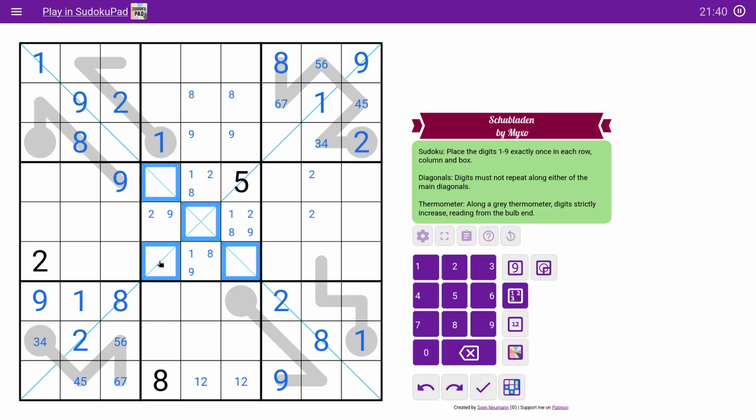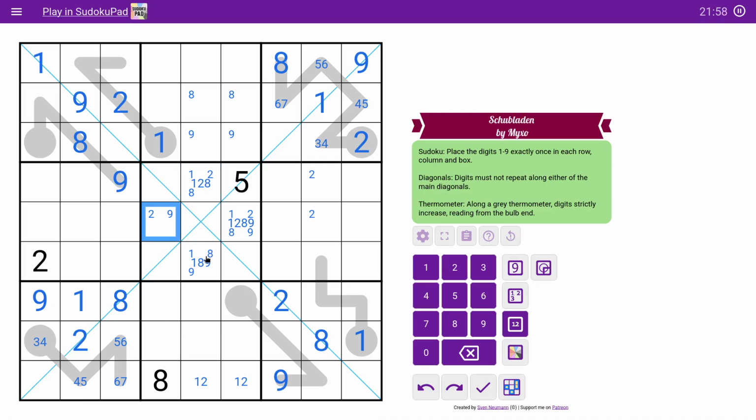Okay, so 1, 2, 8, 9 are off of the diagonals, so they must occupy these orthogonal positions. No 9, no 1, 8, no 2. Okay, I guess that's right. And that leaves these for 3, 4, 6, 7. There's no 5. Let's not pencil that in. Let's not go insane.